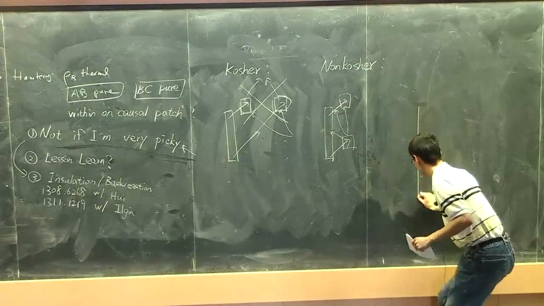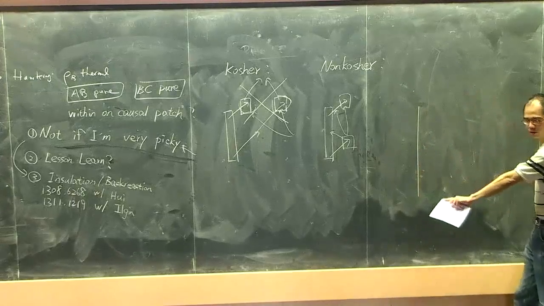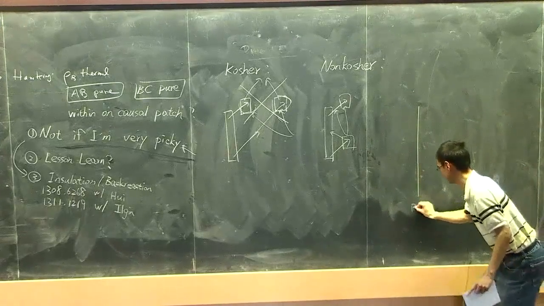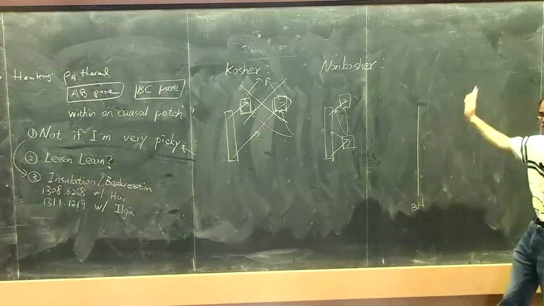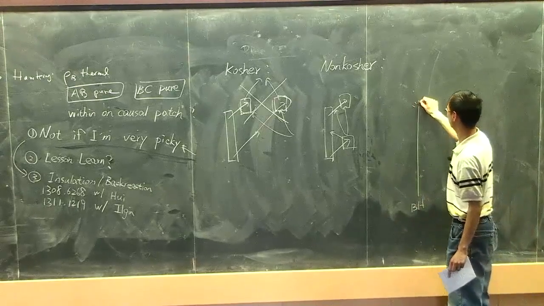So let me draw a diagram where I care about very long distance scales. So this is my black hole. Black hole is essentially one point, so it's a world line. And this is where it has been totally evaporated.